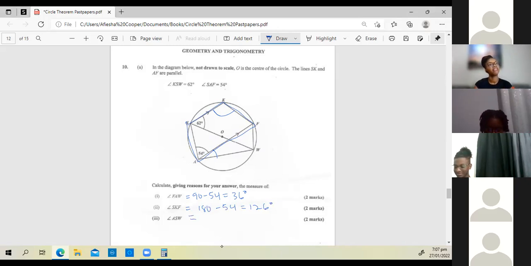ASW. ASW. Inside here now. How much is that? Miss, 180 subtract 152. So 20 degrees. So we have, hold on, let me see, FAW, 36. We have SKF, 126. Where are we looking for? ASW inside A. All right. So we can find out the missing part here. No, we don't need to find that missing part. Inside of here. AW.